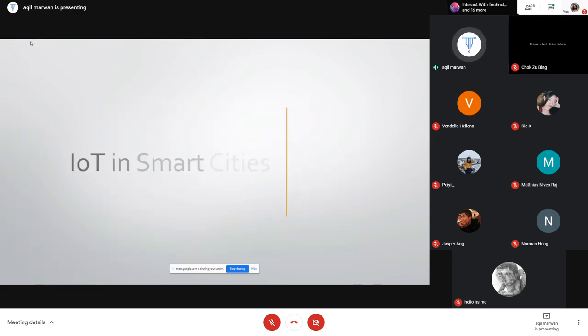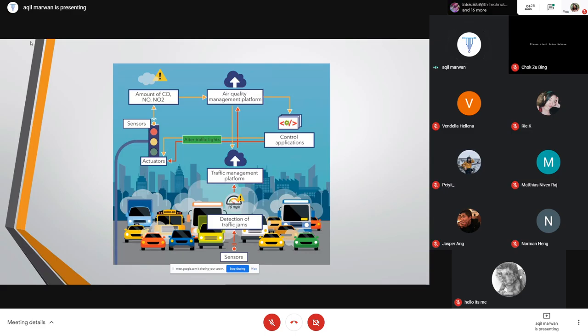So aside from this, we also have IoT in smart cities. One of the big aspects is connected cars, like we see now, like Tesla, and there are a lot more, also like the Porsche Taycan and all. These connected cars will be solving traffic and safety problems across major cities around the globe.